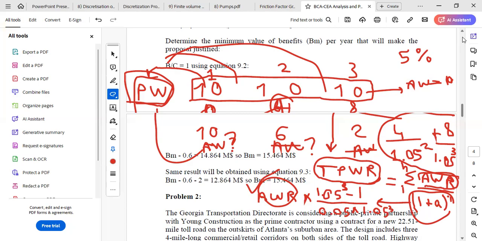For example, they are asking us to determine the minimum value of benefits per year that will make the proposal justified. To have a justified proposal, what is the condition? The minimal value of benefit over cost should be 1. And here we can use both methods, the conventional approach or the modified approach. We'll see together that both will give exactly the same result.